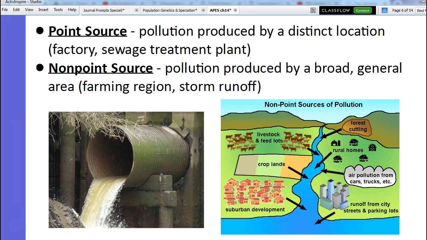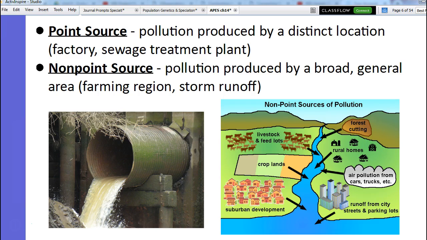We also have non-point source. This is pollution produced by a broad general area. So a farming region, storm runoff, something like that. If you have road salt that's getting washed into a stream, and you say, oh, there's a bunch of road salt in this stream, can you figure out where that road salt came from? Probably not, because it came from a lot of different roads. If you have manure in a stream, can you figure out where that manure came from? There's a lot of farms in the area. It could have come from upstream. It could have come from a far ways away. So it's hard to figure out. So non-point is just this big, broad, general area. So on the next page, you have a picture. We're going to label this picture.